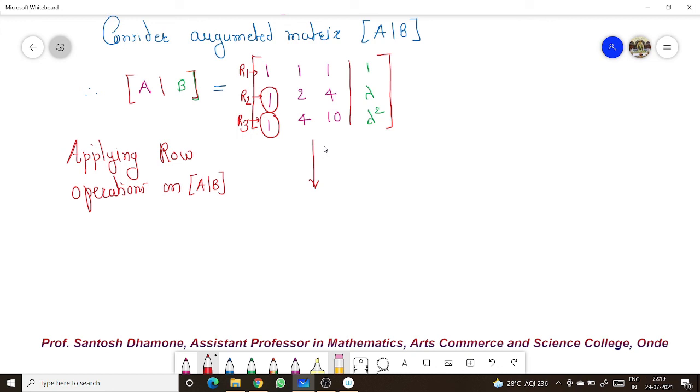Hence, if lambda is equal to 5, then the given system has no solution, because the rank of matrix A, which is equal to 2, is not equal to the rank of the augmented matrix AB, which is equal to 3.